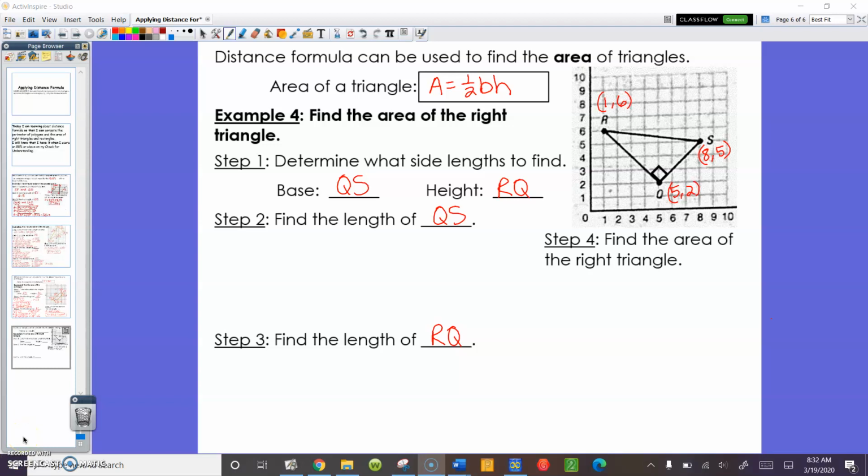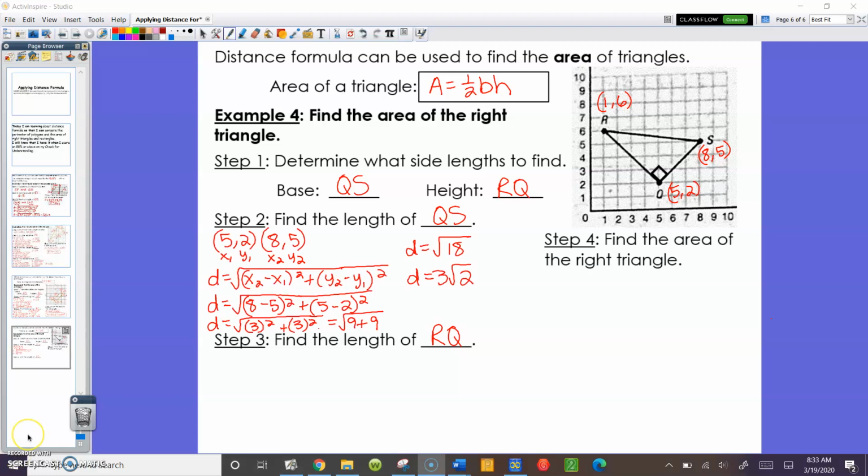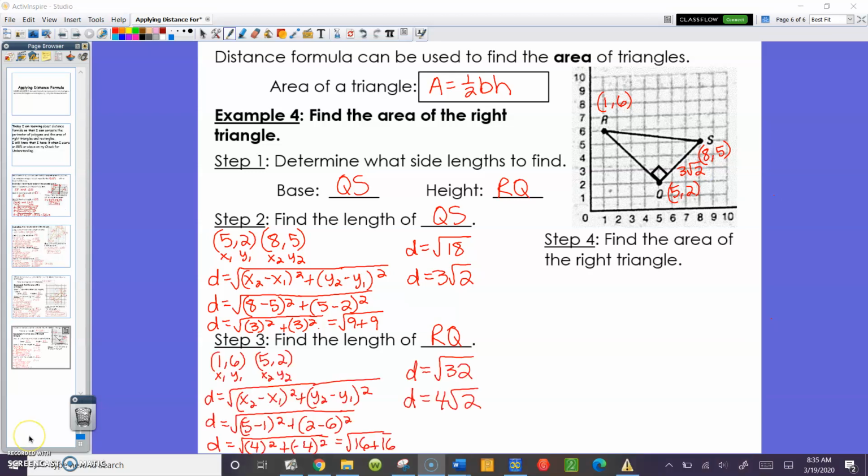Okay, now we have our ordered pairs, so we can go ahead and find the length of QS. The length of QS is 3 square root 2. Now let's go ahead and find the length of RQ. The length of RQ is 4 square root 2. And now we just need to go ahead and find the area.